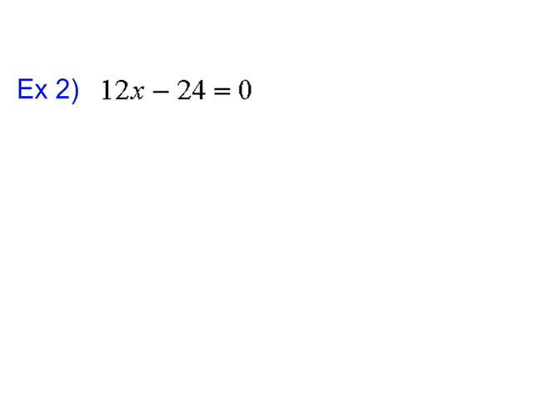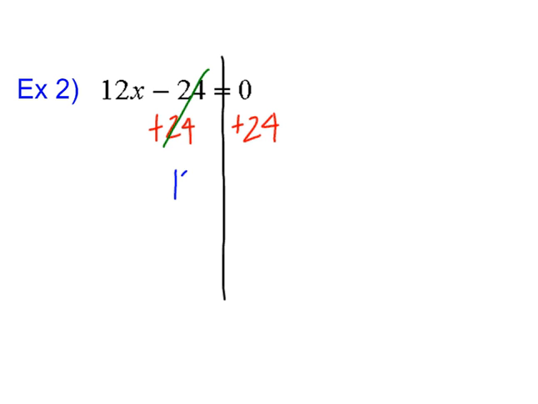Here we go. 12x minus 24 equals 0. Again, we're going to be working on the left-hand side because that is where the variable is. Here we have the constant, which says that we are subtracting 24, so we're going to add 24 to both sides. What that does is creates this to go to 0 because minus 24 plus 24 is 0, leaving us with just 12x on the left side, and 0 plus 24 is 24.